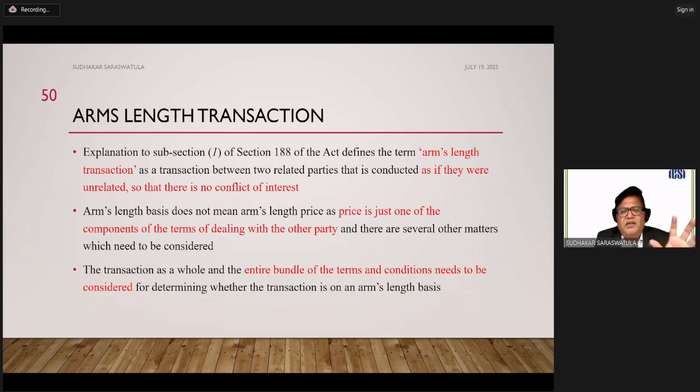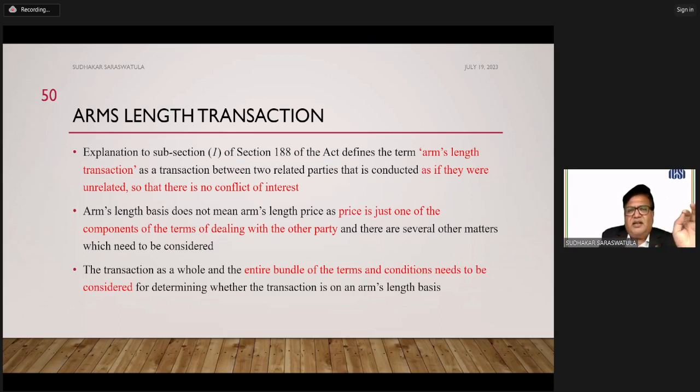So the entire bundle of terms and conditions. Say, for example, I am dealing with a related party for purchase of certain goods. Mr. A is my related party and Mr. B is not related to me. And B is supplying at 100 rupees a kilo to me, just for the sake of understanding. Whereas A is giving me at 85 rupees a kilo. Can I say that this transaction is at arm's length basis?